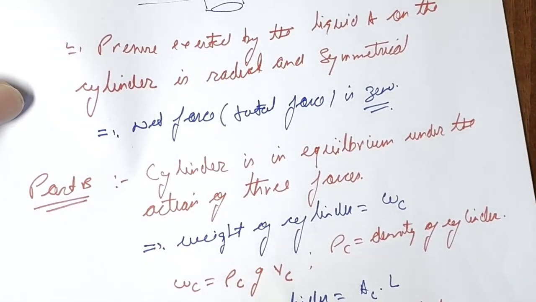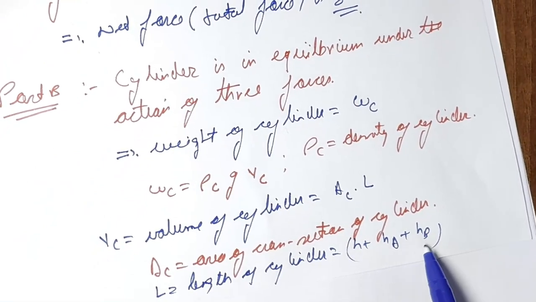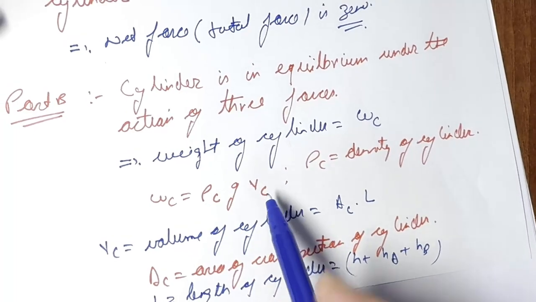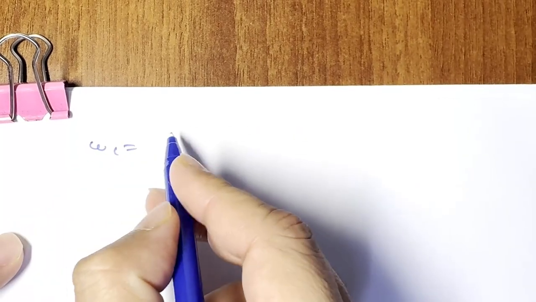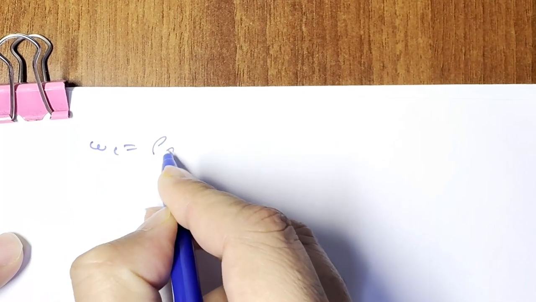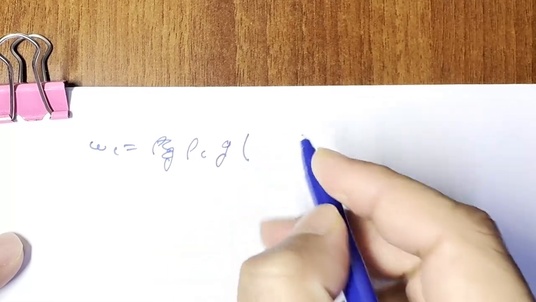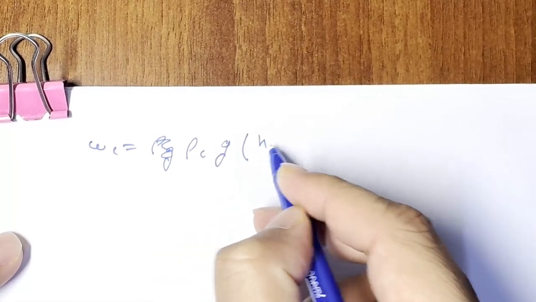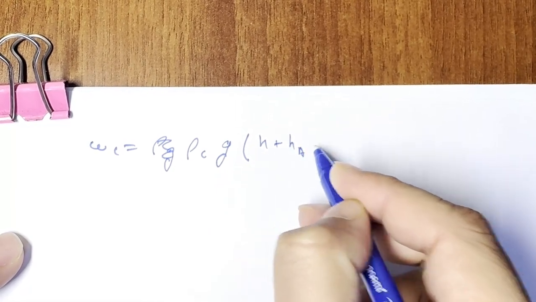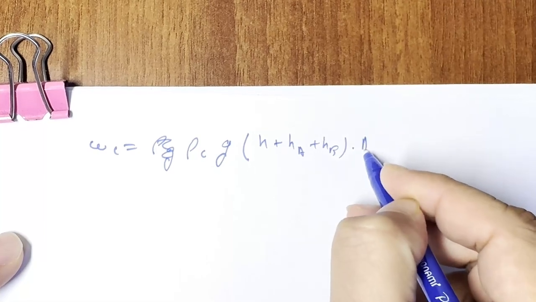So we can write that our volume will be equal to AC multiplied by H plus HA plus HB, and we can substitute the volume of the cylinder in this equation, and we can write that our WC will be equal to rho C multiplied by G multiplied by H plus HA plus HB multiplied by AC.